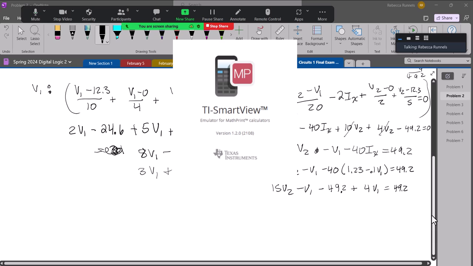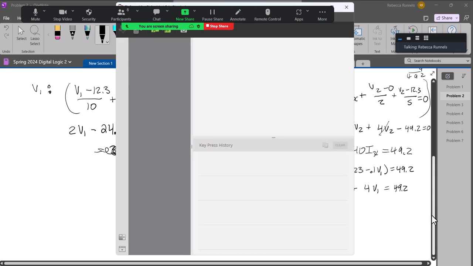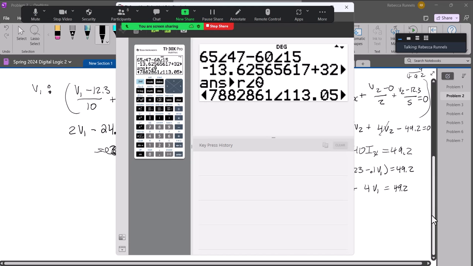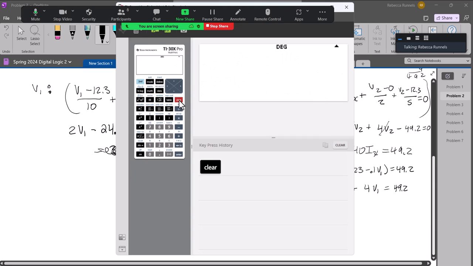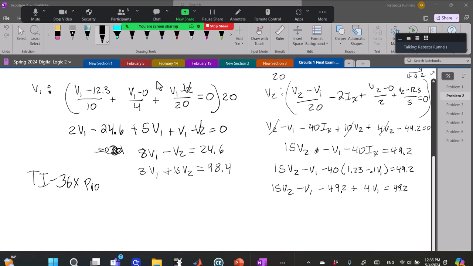Anybody see a mistake I made? Okay. You will definitely hear me say this if you come to any of my SIs next semester, but I really, really like this calculator. It's the TI-36X Pro. It's just awesome.